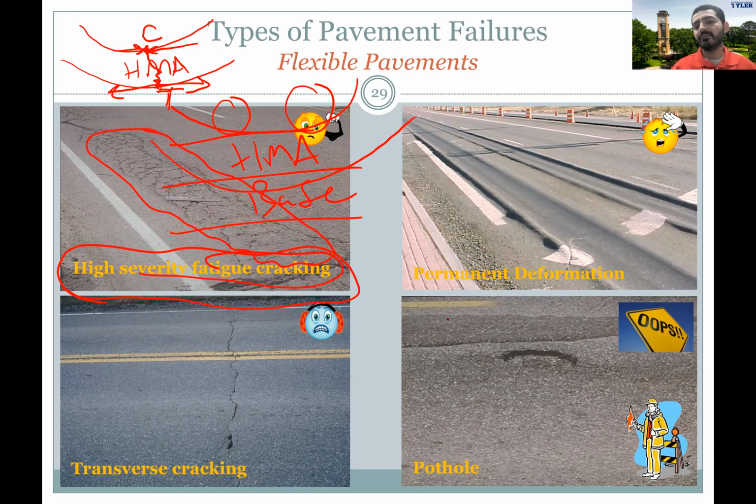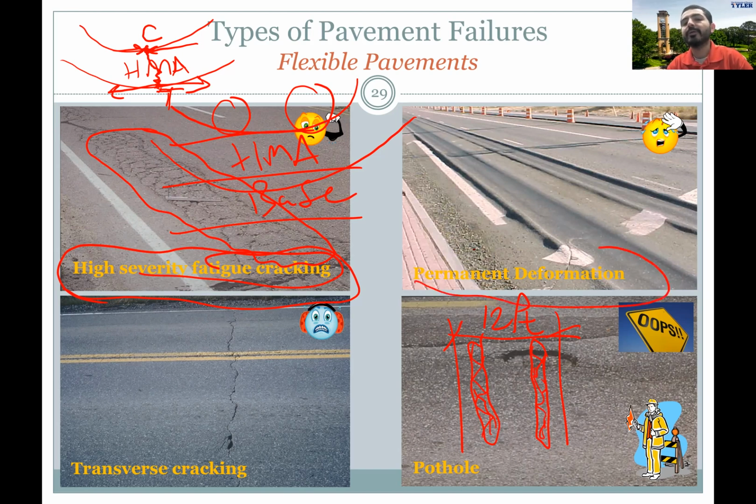What do you mean by wheel path? If I draw a typical 12 feet lane, I will see fatigue cracking mainly in the wheel path because this is where most of the loading happens. The wheel path is where the tires are. We call it fatigue cracking, or sometimes alligator cracking, because those cracks are interconnected and look similar to an alligator's surface or alligator back. So that's what we sometimes call alligator cracking or fatigue cracking.